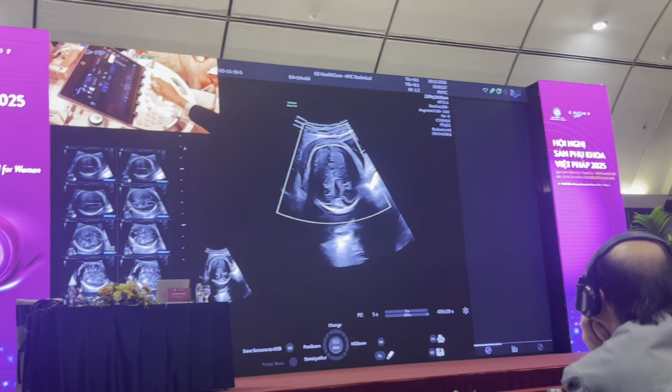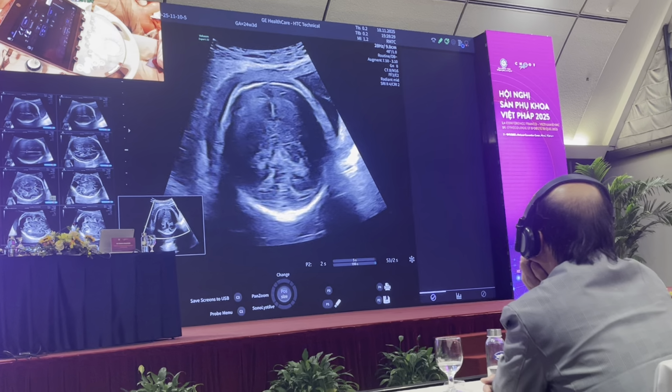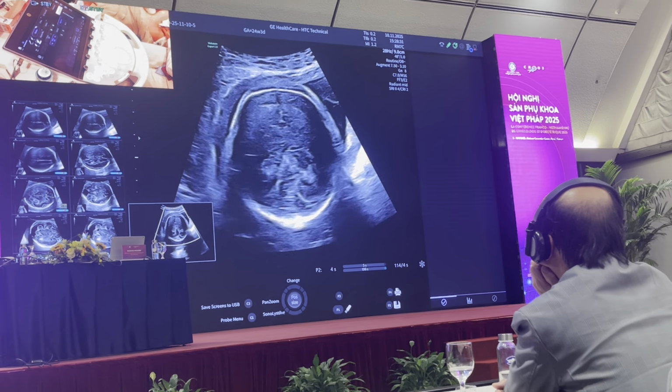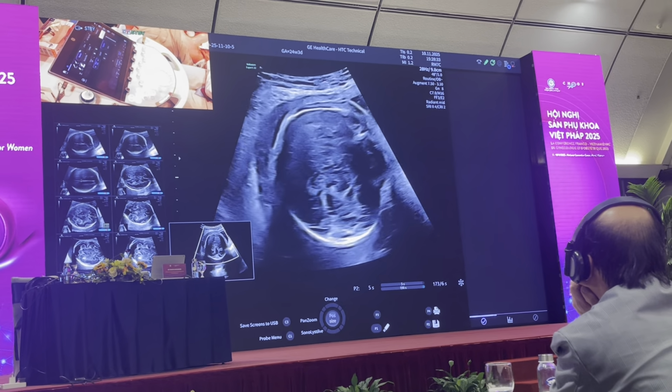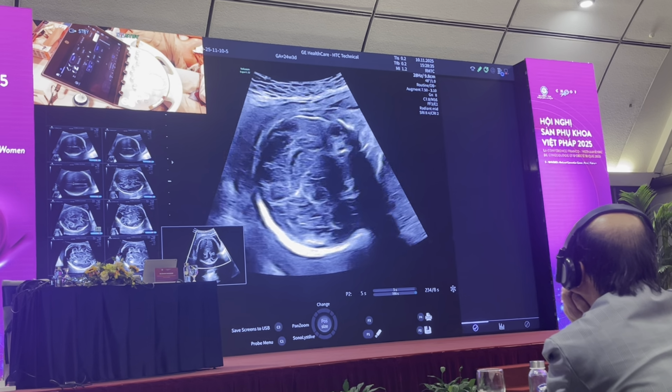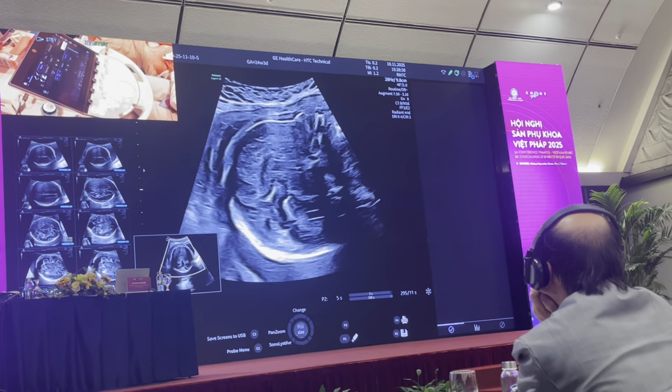So I'm using both my hands to feed the baby's brain. The first thing I see is the genu of the corpus callosum. So with the genu in view, I then rotate up the genu to bring the corpus callosum into view.